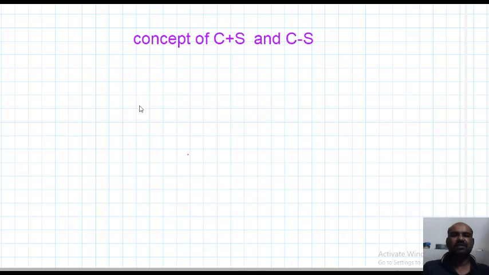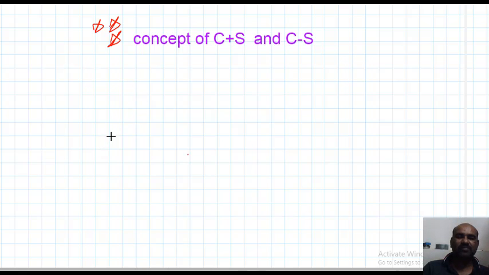Hello students, this is the 7th part of multiple and submultiple angles. Concept of C plus and C minus. This is a very important concept. I can call this the concept of C plus and C minus.